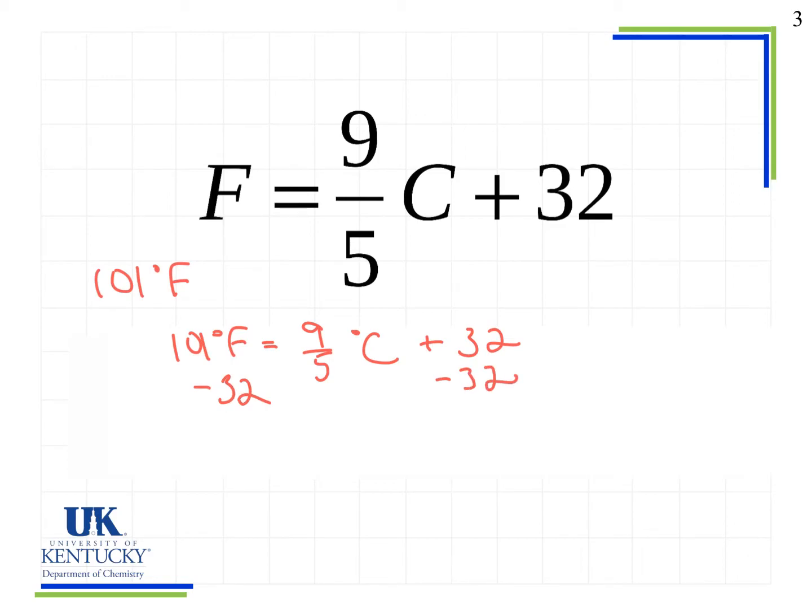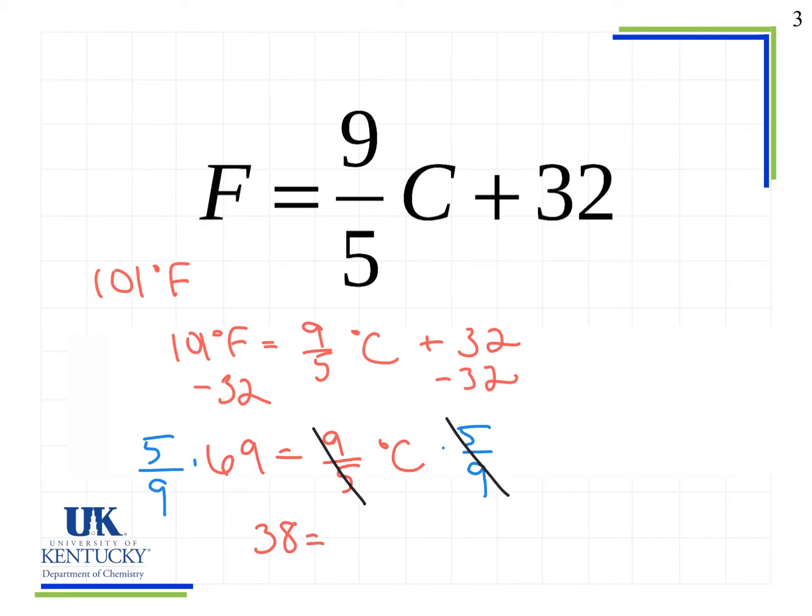and we get 69 on the left side equals 9/5 times the temperature in Celsius. Now we need to multiply both sides by the reciprocal of this fraction. So if I multiply by 5/9, now what we see is that the 9/5 and the 5/9 cancel each other out. And so we have 5/9 times 69, and we get 38.3, or 38 for sig figs, equals the temperature in degrees Celsius. Now, given what we know about normal body temperature, which we said was 98.6 degrees Fahrenheit and 37 degrees Celsius, this seems like a reasonable value.